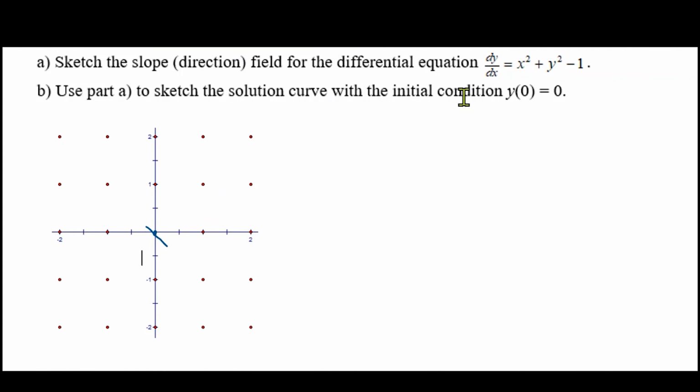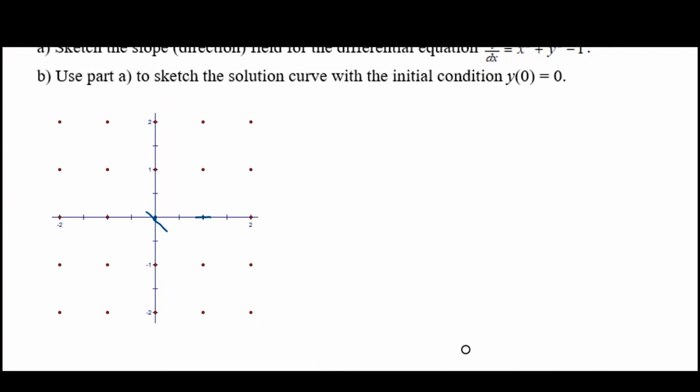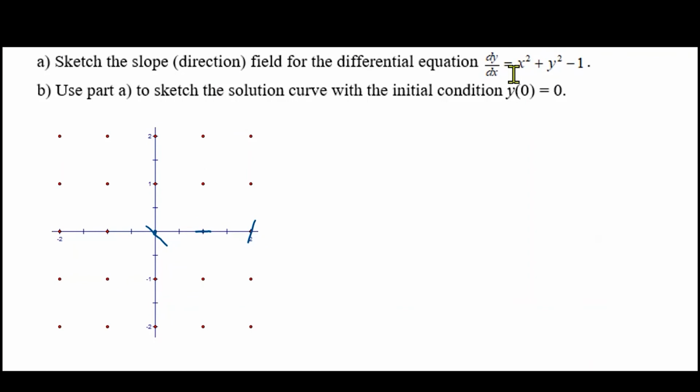So plug in (1, 0) here. 1 squared plus 0 minus 1 is 0. So this slope right there is flat. And (2, 0): once you put 2 here, that's 4 plus 0 minus 1, which is 3. So 3 looks about like this. Hopefully this computer is not frozen. Now let's try (negative 1, 0). Negative 1 squared is still positive 1, plus 0 minus 1, so this is still 0. And that tells you this is 3 now, isn't it?